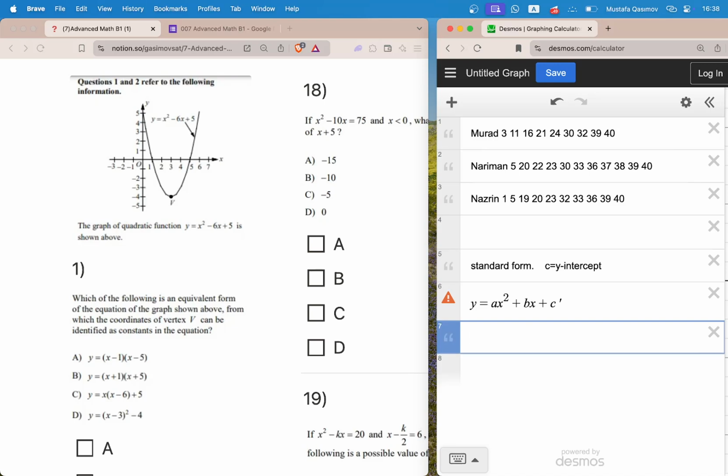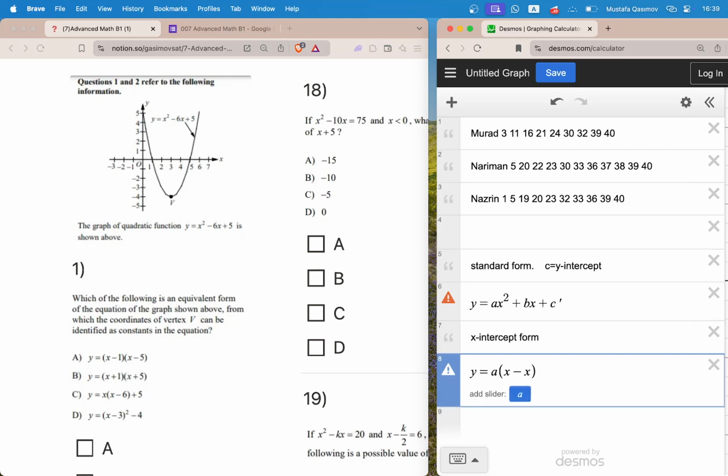Second one is called x-intercept form. It is like this: y is equal to a multiplied by x minus x1 multiplied by x minus x2, like this. When it asks which of the following shows x-intercept, zeros, roots, factors as a constant, coefficient, or expression, we have to choose A or B.